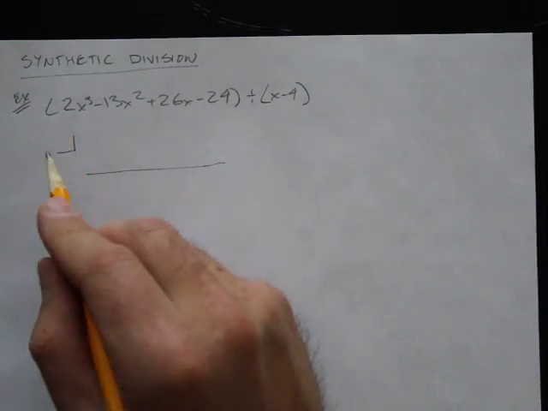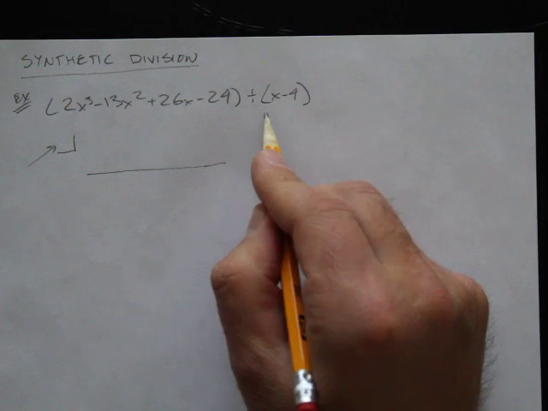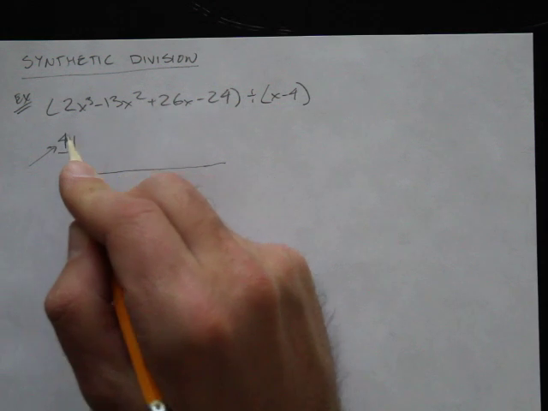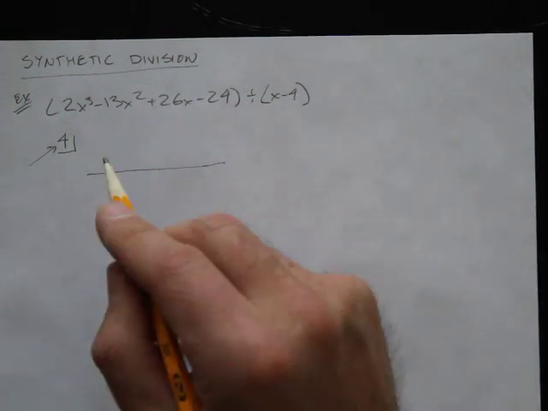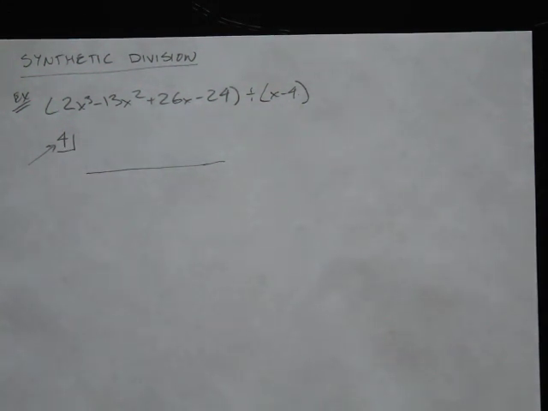And what we put in this box right here is whatever makes this 0. So whatever makes this guy 0, we put in the box. So it would be 4. It's whatever you would put in for x to make this guy 0, right? 4 minus 4 is 0. So that's what goes in that box.